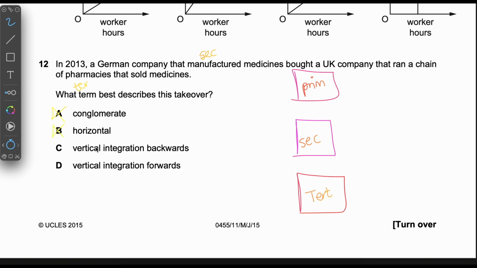Okay. Vertical integration backwards. Okay, so if we look here, any of these arrows indicate a vertical integration backwards. So it's either a secondary sector company merging with a primary, or a tertiary merging with a secondary, or even tertiary merging with a primary. We've got a manufacturing, so secondary sector company, merging with a tertiary, or it's taking over a tertiary. So they're moving forward, okay? Vertical integration forwards.